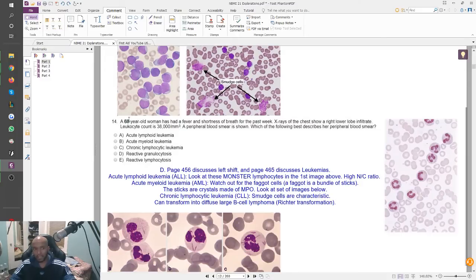So a 68-year-old woman has had a fever and shortness of breath for the past week. X-rays of the chest show a right lower lobe infiltrate. Leukocyte count is 38,000. Peripheral blood smear is shown. Which of the following best describes her peripheral blood smear?